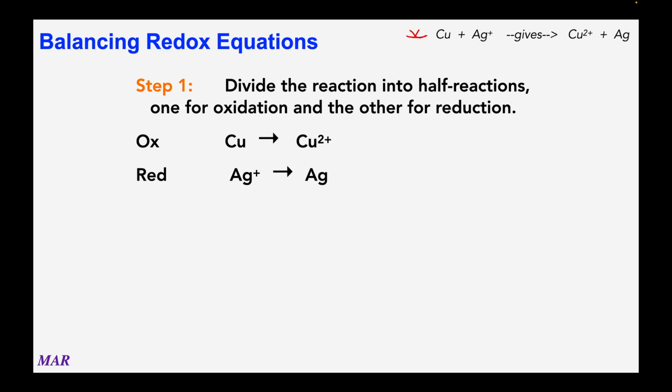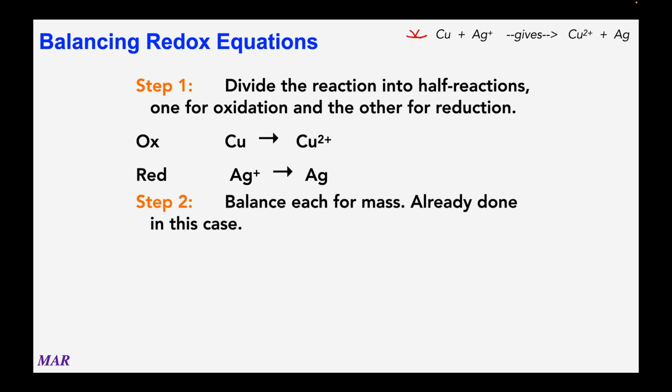So I'm going to write copper going to copper 2+ and silver plus going to silver. Now I know, and you can probably figure out, that copper is being oxidized and silver plus is being reduced, but you really don't have to worry about that right now. I'll talk about that here in a little bit. So you've got the two like species separated into half reactions.